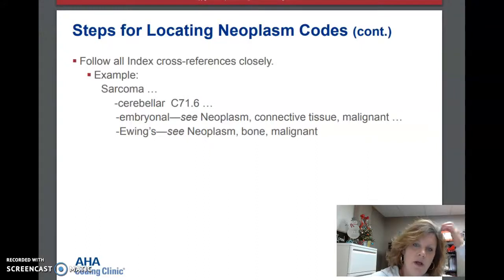Okay, so let's say I look up a sarcoma, and it's Ewing's. Here is where our neoplasm table comes into effect, and it tells us where to go in that neoplasm table. So here it says C, neoplasm, bone, malignant. So now I know that I have to go to the neoplasm table.